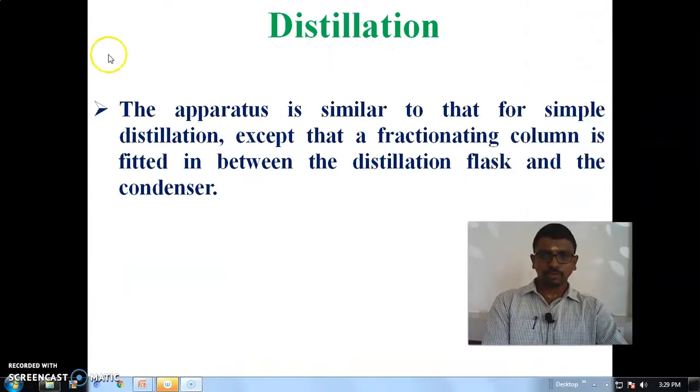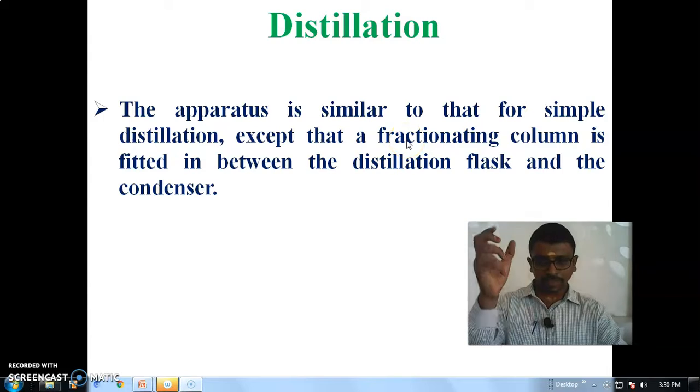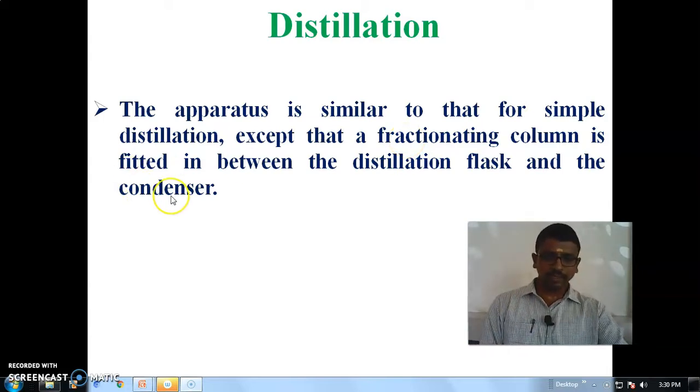And so the apparatus is similar to that for the simple distillation. When we see that apparatus set up in the distillation, the similar apparatus will be the same for fractional distillation also. But at the bottom, the fractionating column is fitted between the distillation flask. So we have to fit the fractionating column, and the condenser is also fitted. So what is the purpose of the condenser? To avoid the decomposition.